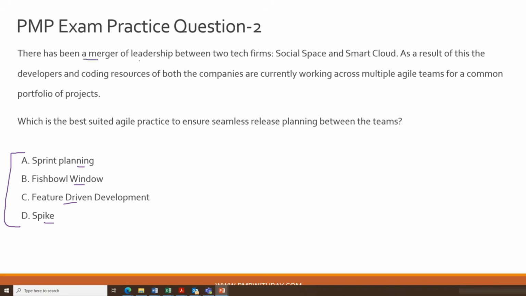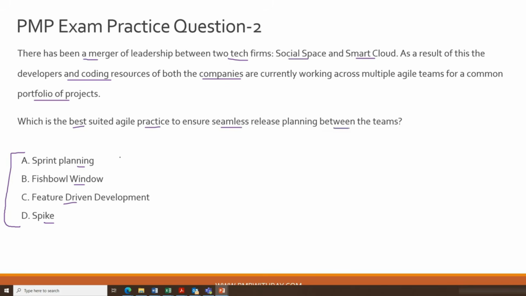There has been a merger of leadership between two tech firms, Social Space and Smart Cloud. Okay, as a result of this, the developers and the coding resources of both the companies are currently working across multiple agile teams for a common portfolio of projects. Okay, so quite a generic scenario where two companies have merged and the resources of the two companies are now clubbed together working towards a common portfolio of projects. Which is the best suited agile practice to ensure seamless release planning between the teams?